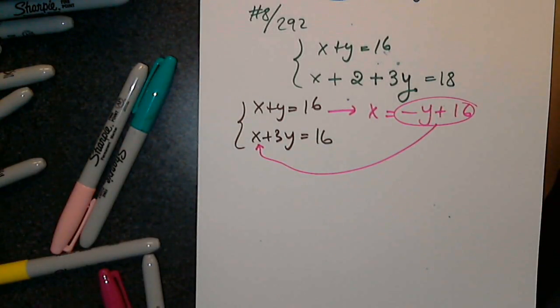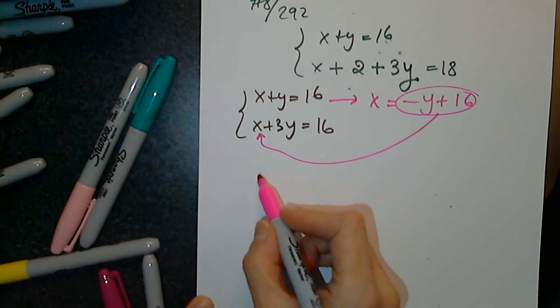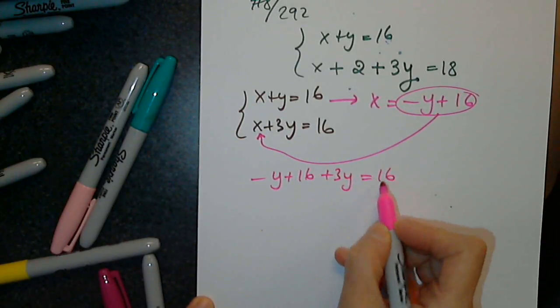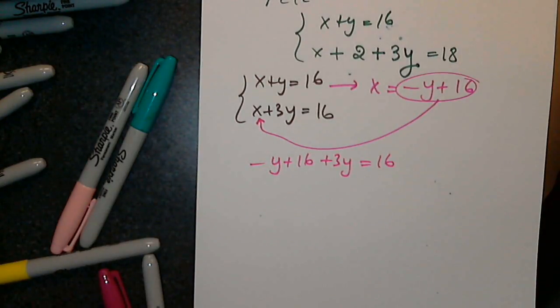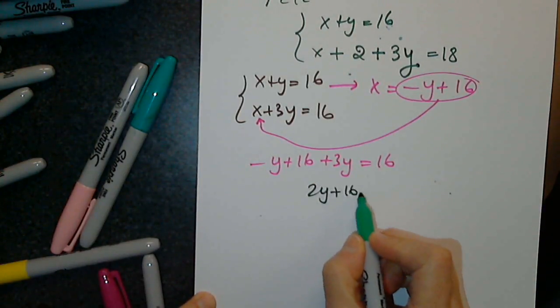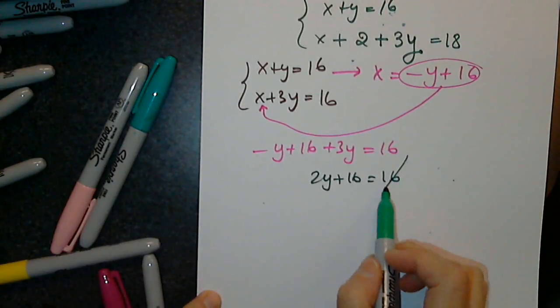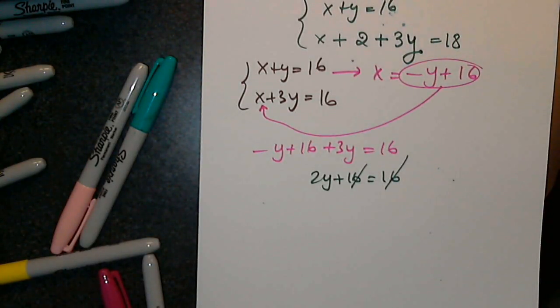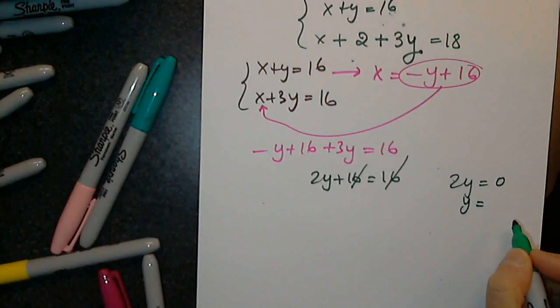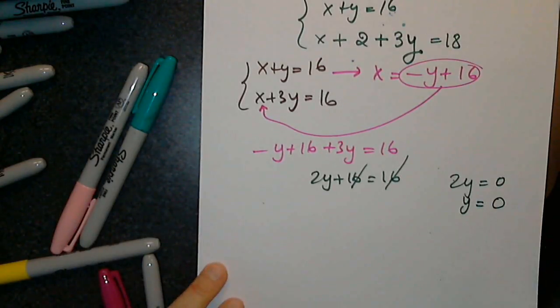Replace x in the second equation, and the second equation becomes negative y plus 16 plus 3y. Next step, I must combine like terms. Awesome. So then I have 2y plus 16 equals 16. Subtract 16 from both sides. I get 2y equals, perfect. Therefore, y equals, very good.